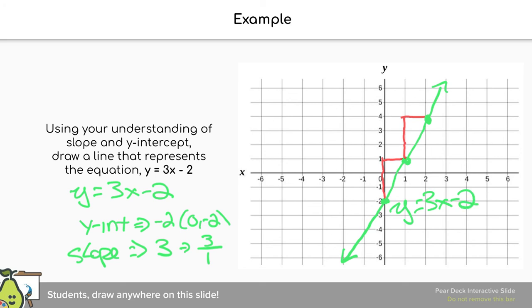And let's even double check it. Our y-intercept is negative 2, and on our graph, our y-intercept is negative 2. Our slope is positive 3 over 1, or positive 3. So we're going to rise 3, run 1. And since it's positive, we're going to rise 1, 2, 3, and then run 1 to the right.